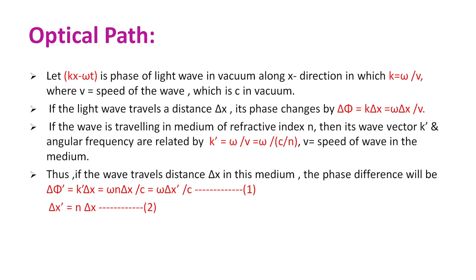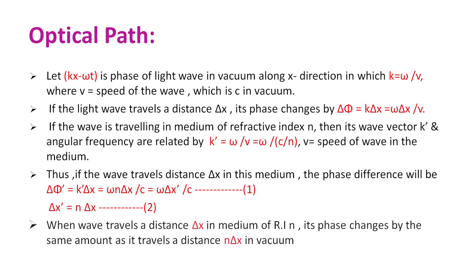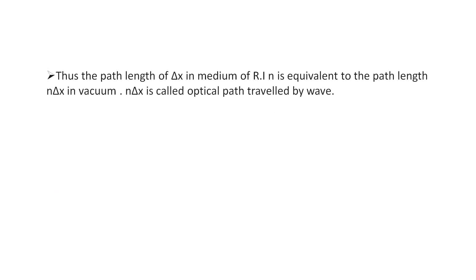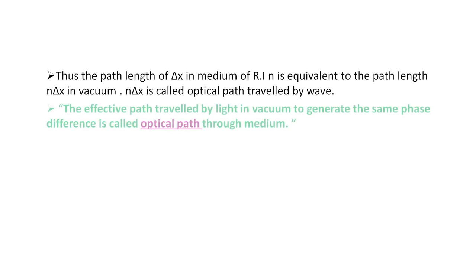Since delta x dash is equal to n into delta x, when the wave travels a distance delta x in a medium of refractive index n, its phase changes by the same amount as when it travels a distance n delta x in vacuum. Thus, the path length of delta x in a medium of refractive index n is equivalent to a path length n into delta x in vacuum. n delta x is called the optical path traveled by the wave.